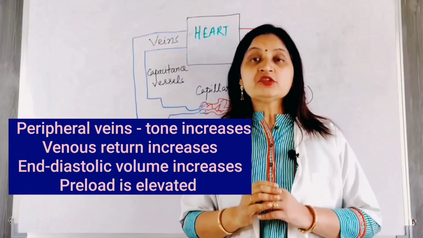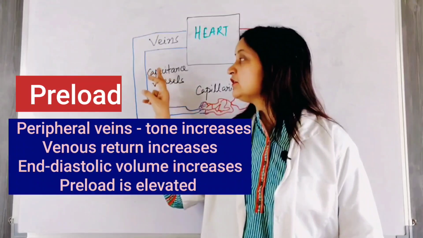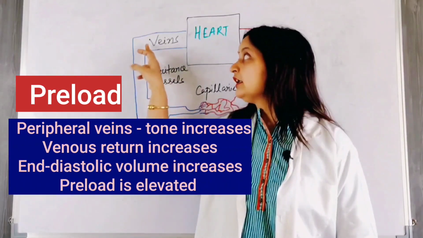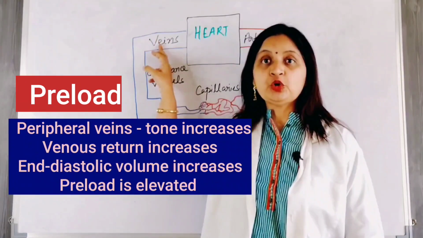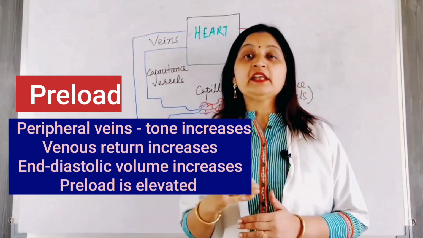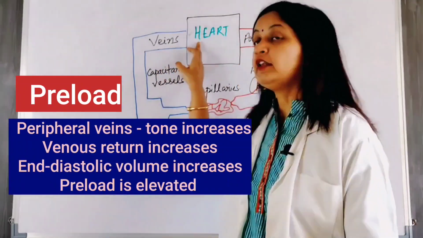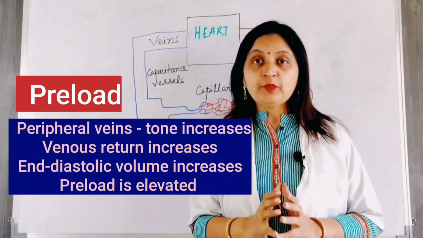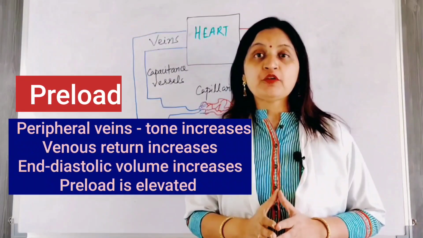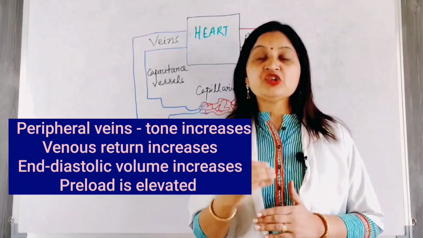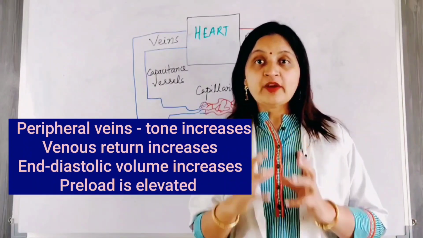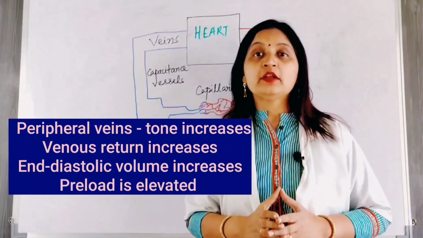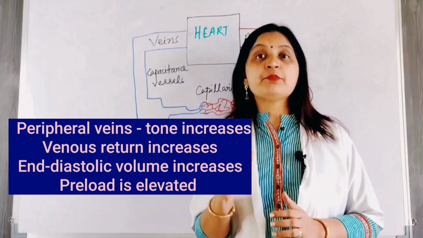afterload. So venous tone determines the capacitance of the veins, and constriction of the peripheral veins increases the peripheral venous volume, which in turn increases the venous return to the heart. So when the venous return to the heart increases, the end diastolic volume increases, and when the end diastolic volume increases, the end diastolic pressure increases, and this causes stretch of the myocardial fibers and increases the workload on the heart, and this is known as preload.